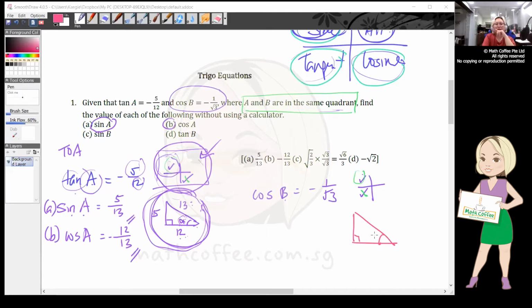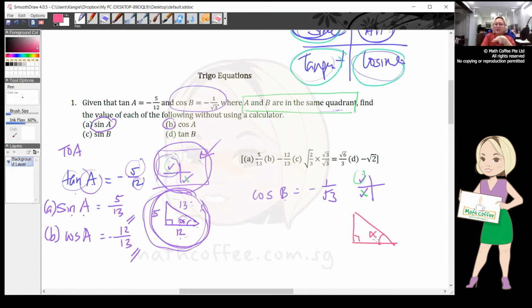No, you don't have to find the angle because they're only asking for the trigo ratio. They ask for the trigo ratio, which means they only want the so-called fraction. You don't need to find the angle. Okay, so then after that, cosine B, so the basic angle is here. So I put it here.